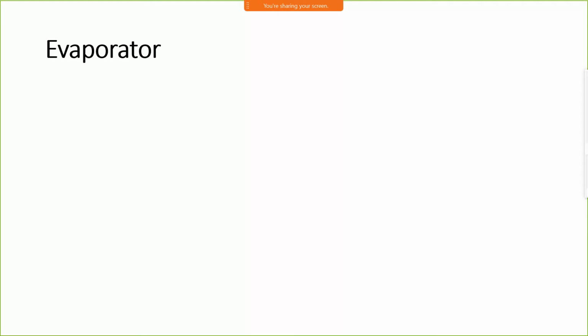Now, what is evaporator? Evaporator is a device which is used to evaporate the fluid. If we take an example of thermal power plant, in power plant, evaporator is used to evaporate the water. Evaporator is used to convert water into steam. Evaporator is also used in refrigerator.